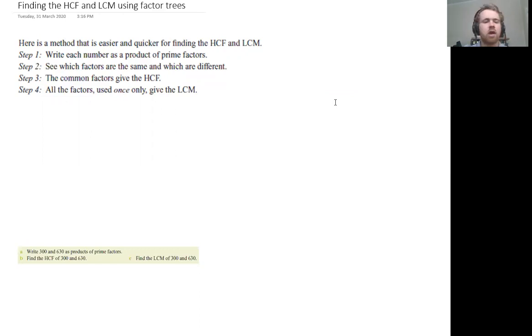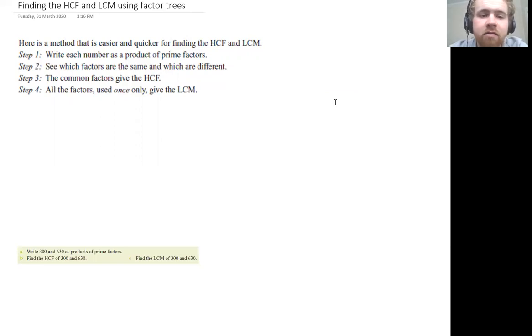Okay, so as you can see on the screen here is a method that's easier and quicker for finding the HCF and LCM. Now this is quicker for big numbers, okay? It's a little slower when you're dealing with small numbers, but definitely helpful if we want to try and do harder numbers. Okay, so the first thing we want to do is write each number as a product of prime factors, okay? And first, we're going to use a factor tree as our way of finding out what those prime factors are. Okay, and then we want to look at the list of those prime factors for our two different numbers and see which are the same and different.